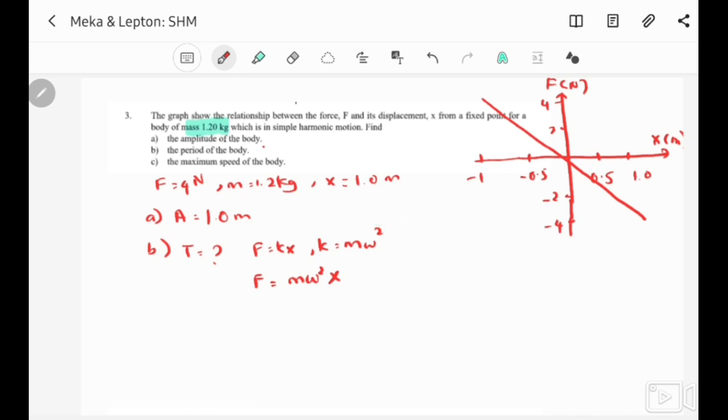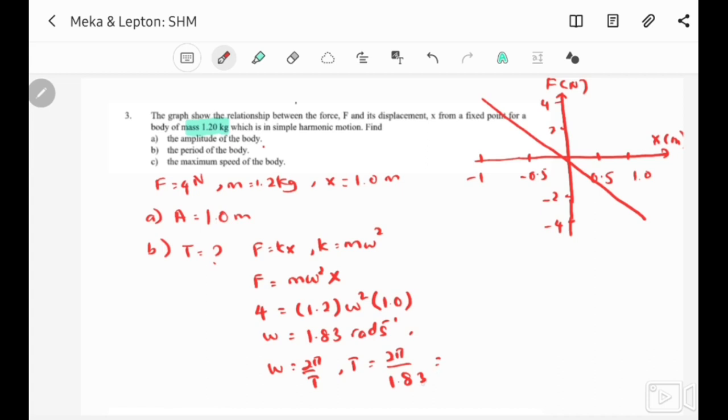Then we substitute: F is 4, m is 1.2, omega we don't have, we want to find omega to relate it to T, and x is 1. Calculating, we get omega equal to 1.83. The unit for omega is radian per second. We only have omega, not the period yet. Now we relate omega to T. Omega equal to 2 pi over T, so T equal to 2 pi over 1.83, so our T equal to 3.43 seconds. Okay, settle for B, period.